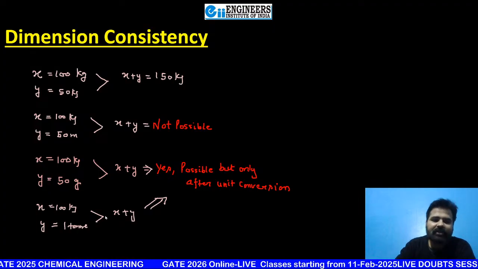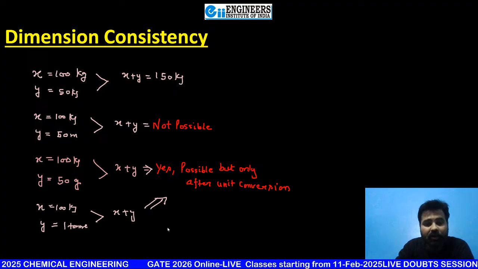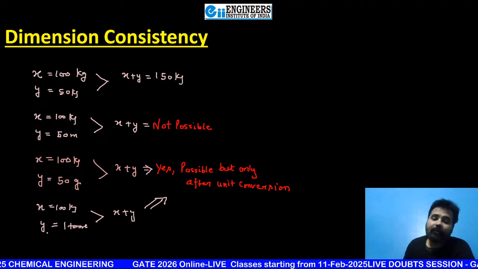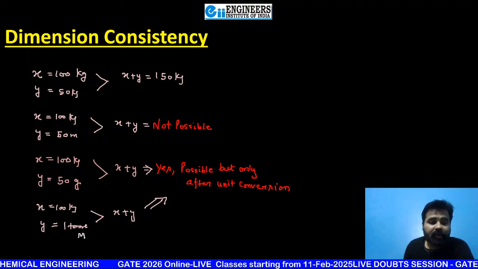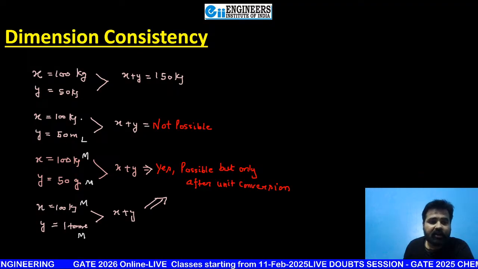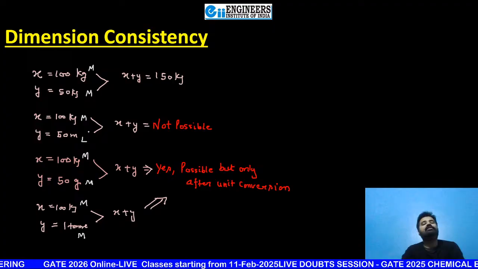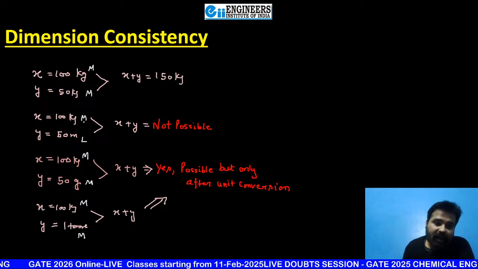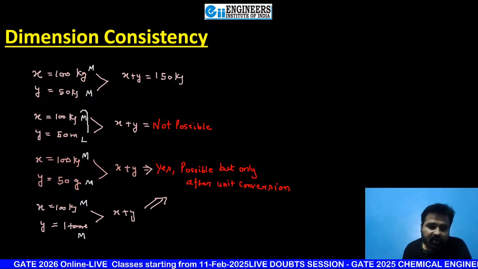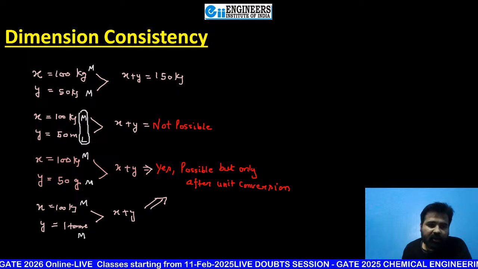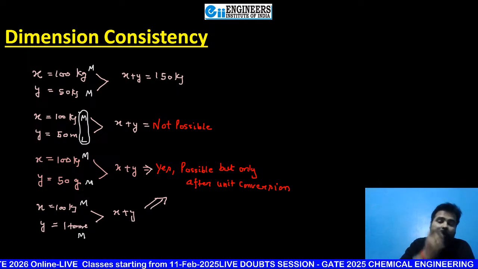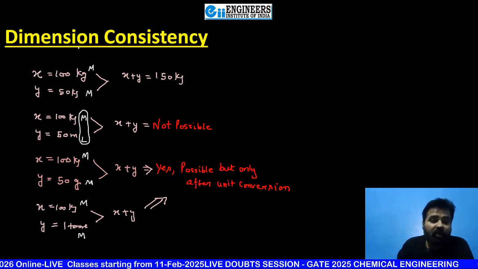If you want to write the dimension for ton, then the dimension is M. For kilogram also M. For gram also M. See, whenever dimensions are the same, it is possible. But when dimensions are not the same, like one dimension M and the other L, it is not possible.